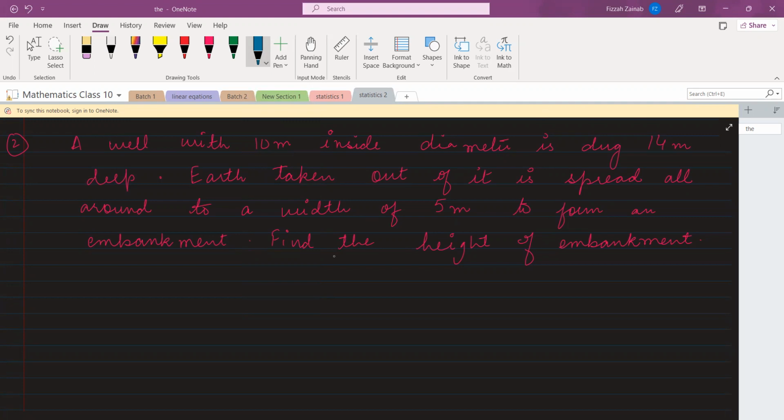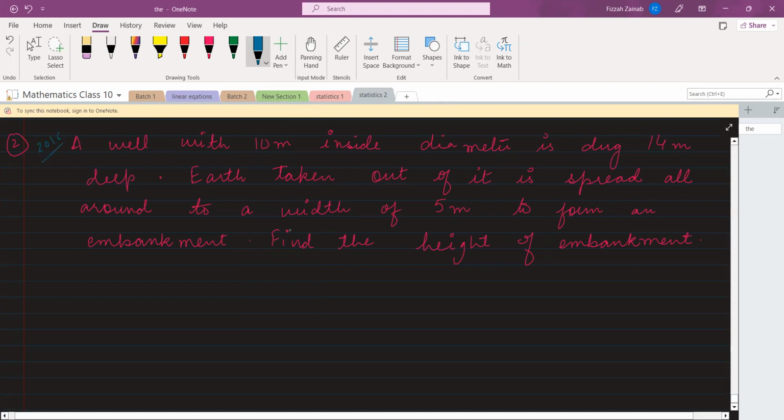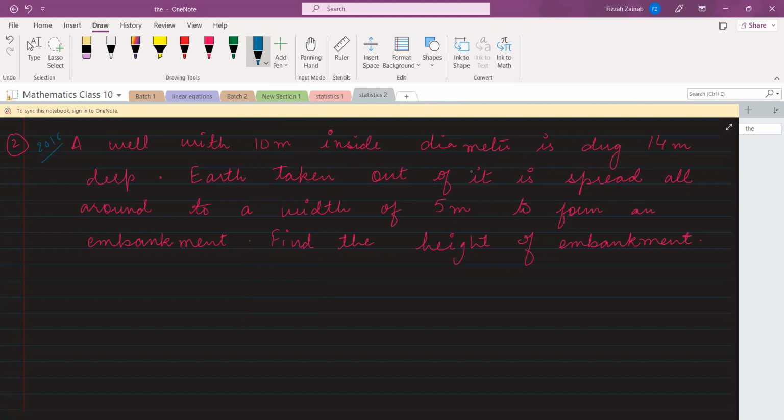See, again, it's not a tough question. See here. This came in 2016, right? Okay, so a well with 10 meter inside diameter is dug 14 meter deep. So you all know how a well looks like. From the top, it looks like this, whose diameter is given. And the earth taken out of it, earth or soil, you can say, right?